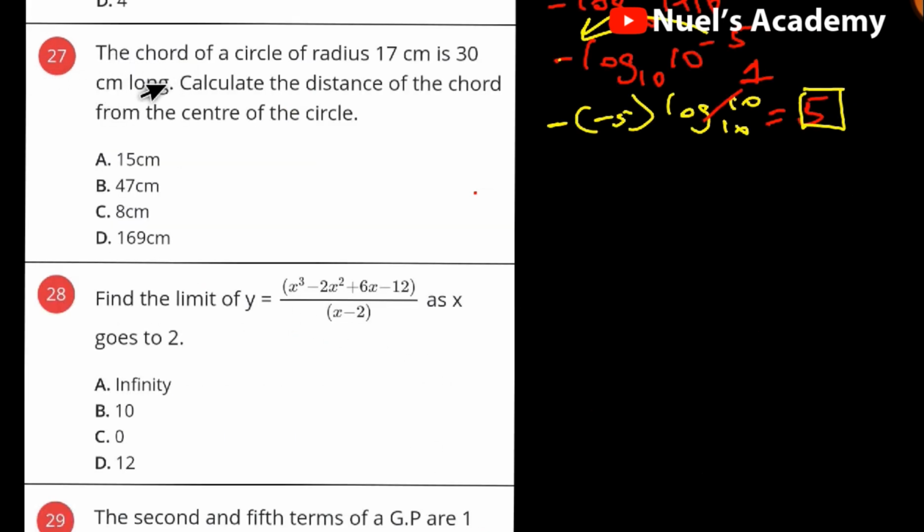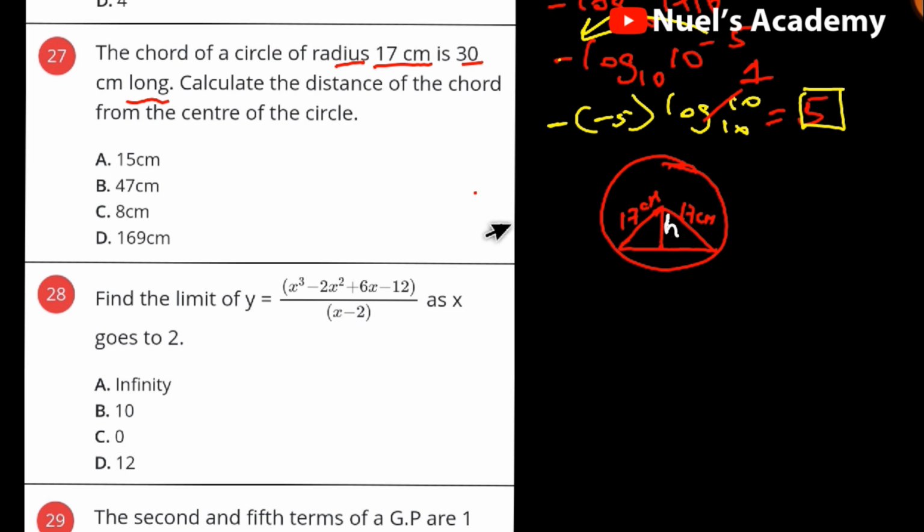Question number 27. The chord of a circle of radius 17 cm is 30 cm long. Calculate the distance of the chord from the center of the circle. So let's draw this. This is a circle. Now this is not drawn to scale. The radius is 17 cm. Then this is also the radius, 17 cm. Now this is the chord, and this is the height of that chord that we have to find. Let me name this length h.